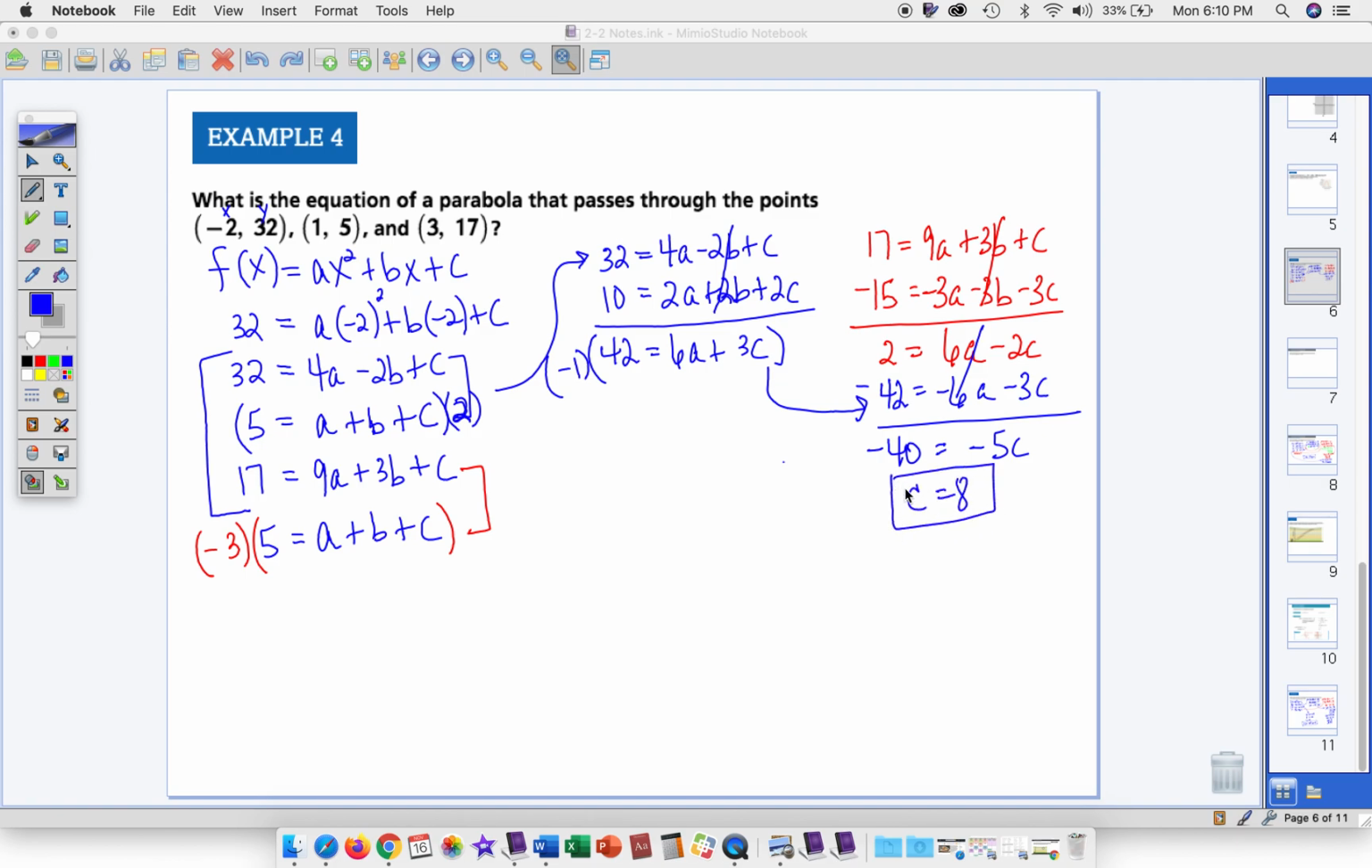There's my first unknown. Now I can go back and plug this into any equation to solve for a. Let's see, I guess I'll just go back to this one. So 42 is equal to 6a plus 3 times c, which I now know is 8. So I'm plugging into this equation. So that's 24.